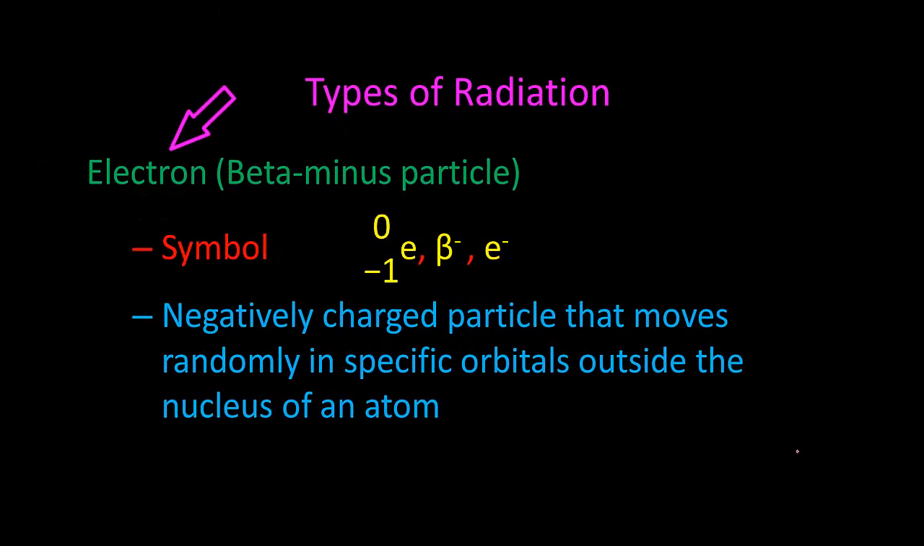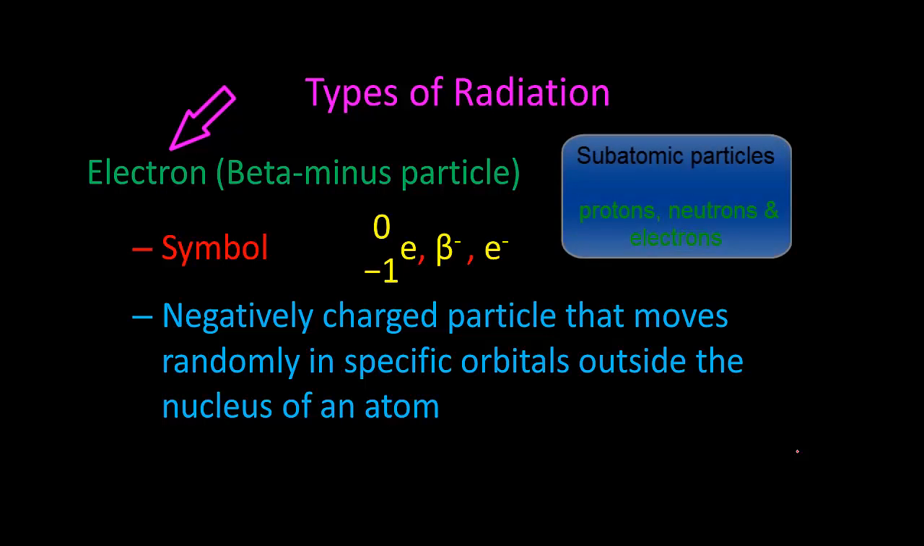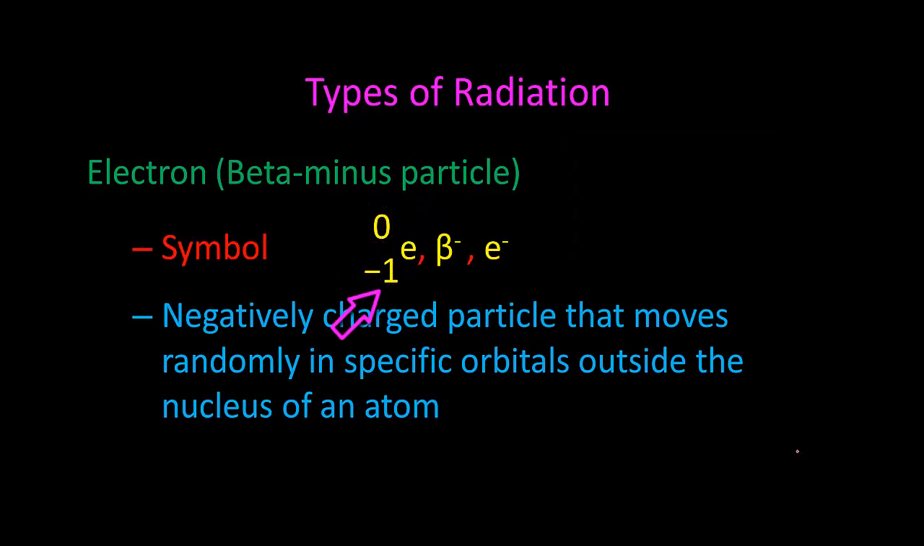Next one is the electron. Now we've talked about the 3 subatomic particles, or we're about to talk about the 3 subatomic particles that you already know about, the protons, neutrons, and electrons. An electron is also known as a beta minus particle. The symbol is a lowercase e with a mass number of 0 and a charge of -1. Now if you notice, we put the atomic number as a -1. I'll explain that in just a minute.